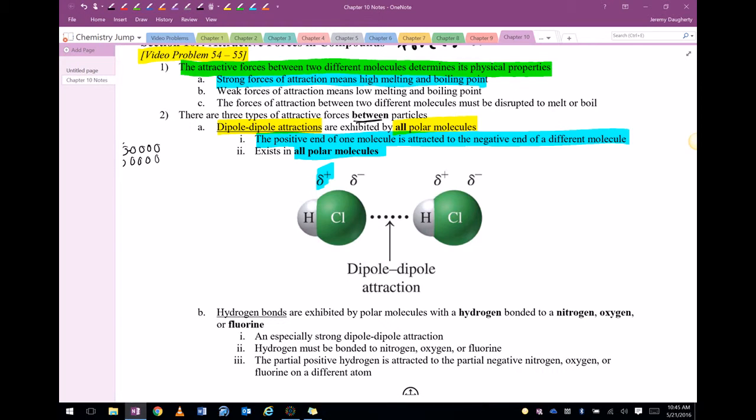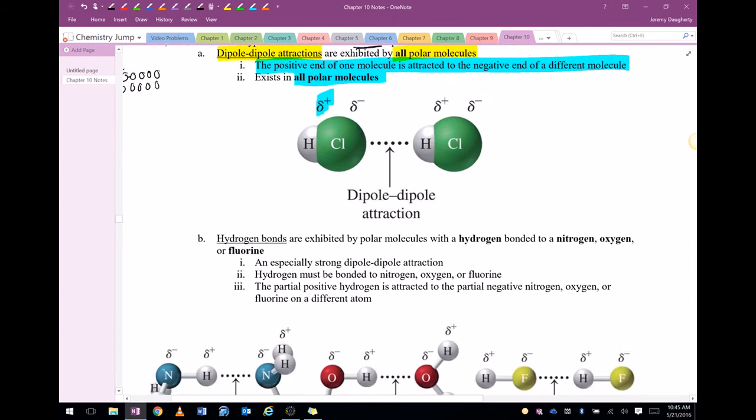Again, it happens in all polar molecules, and you can see why, because all polar molecules are going to have a positive end and a negative end. So all polar molecules are going to line up such that the negative is attracted to the positive. Now, as you increase temperature, that lining up changes, and again, we'll talk about that.